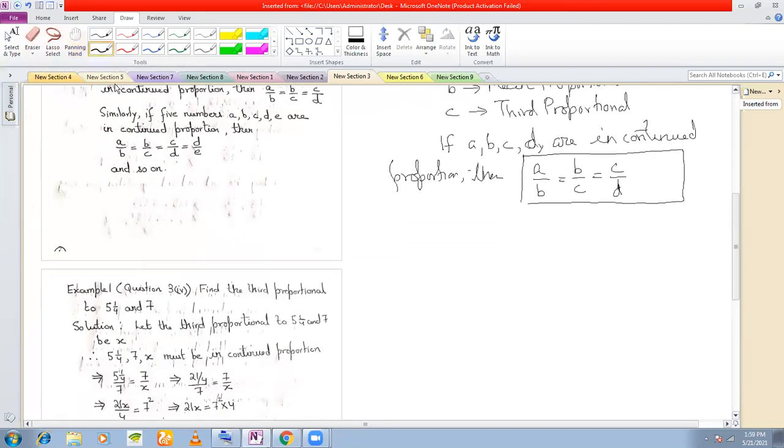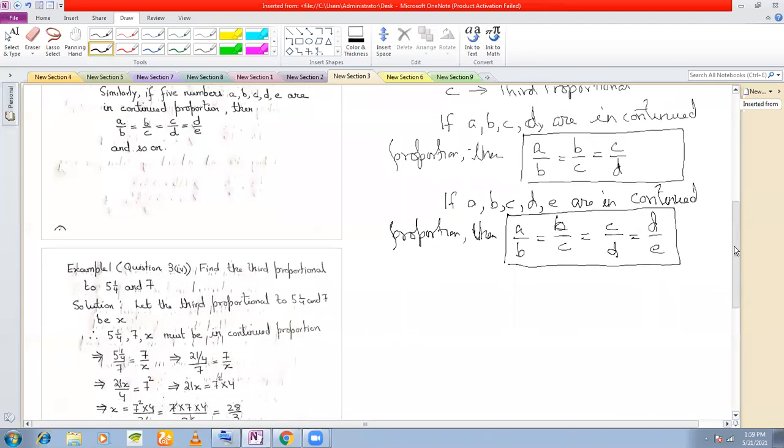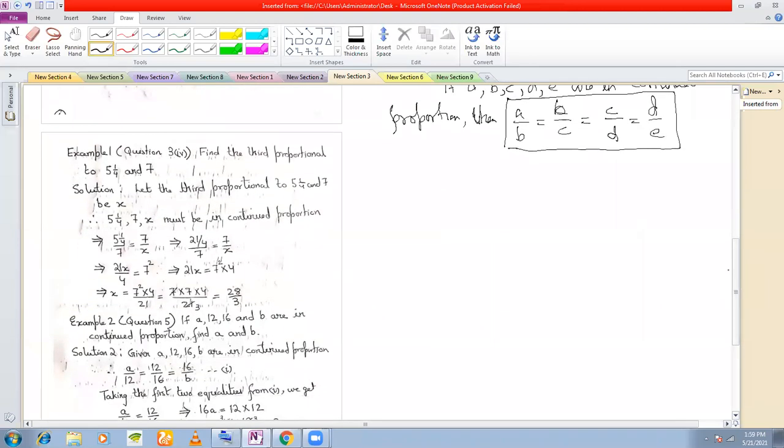Similarly, if five numbers are in continued proportion, we write A by B is equal to B by C is equal to C by D is equal to D by E. If five numbers, and so on, this will continue. Six numbers, seven numbers, and so on. We move on to the first problem here.